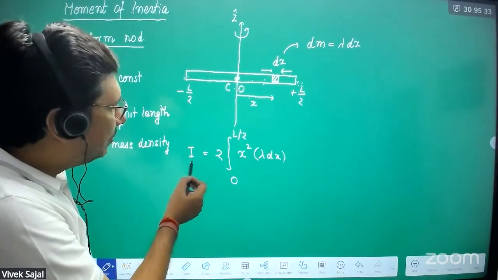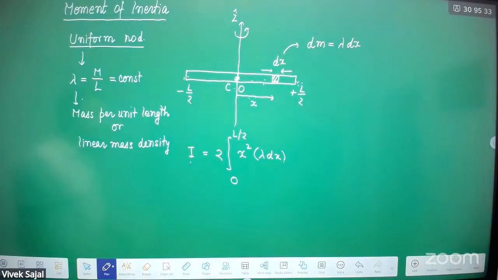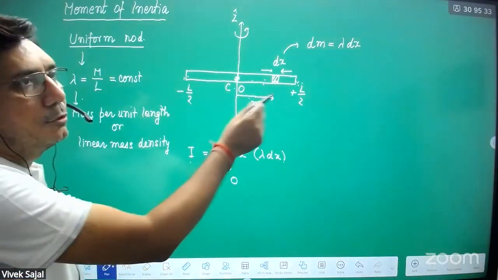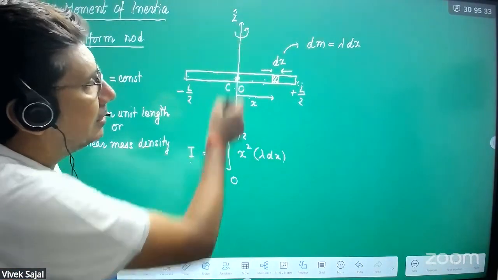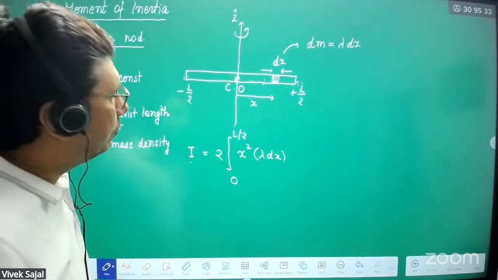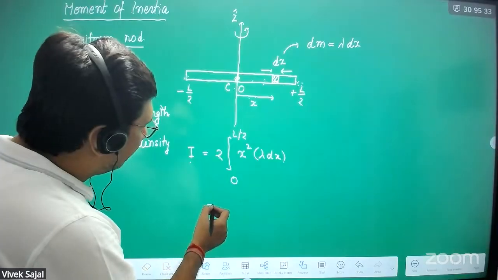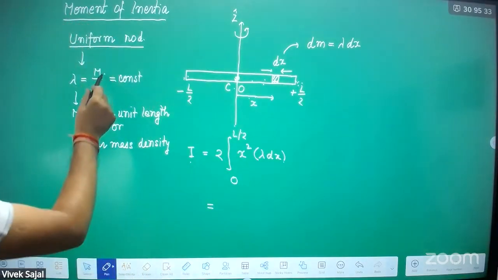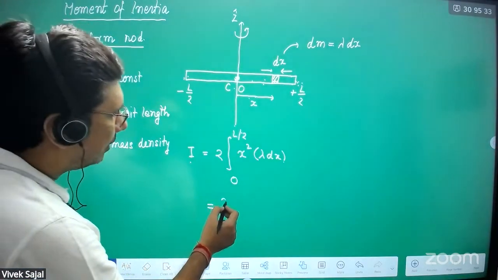So this will give me the total moment of inertia due to the uniform rod about the Z axis, that is passing through its center and perpendicular to its length. Now, what is lambda? Lambda is M by L. This is a constant, so I can take it out.